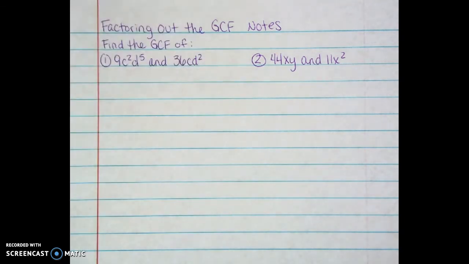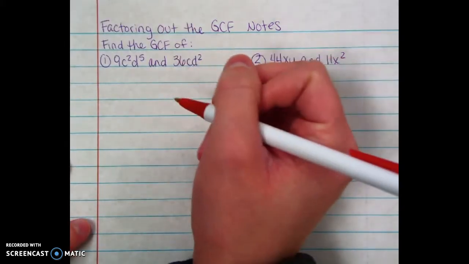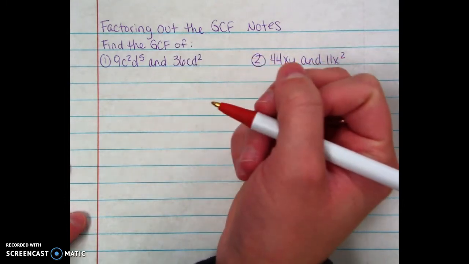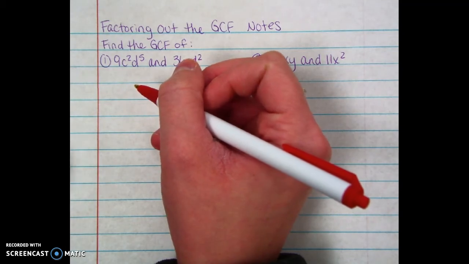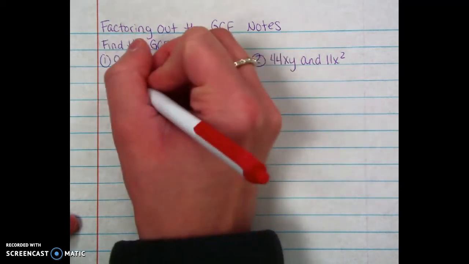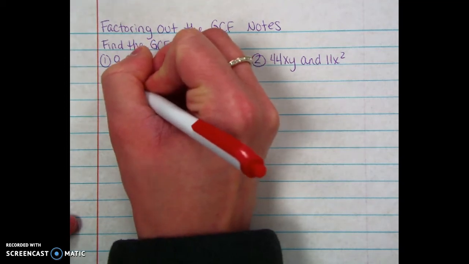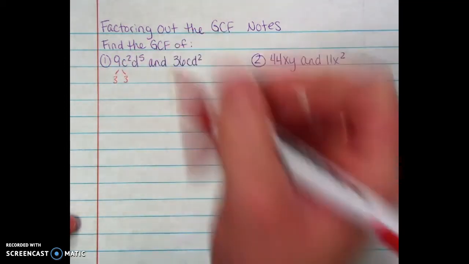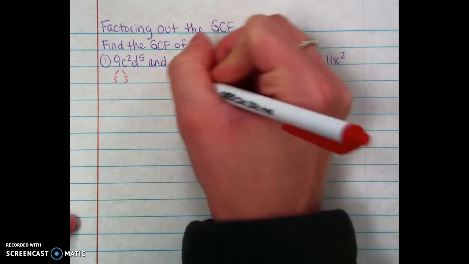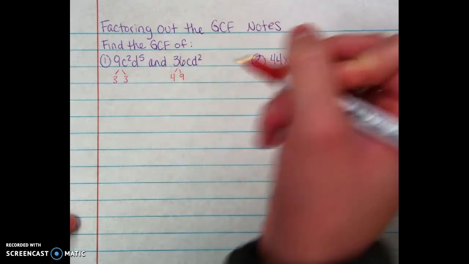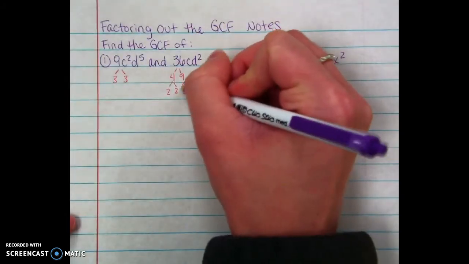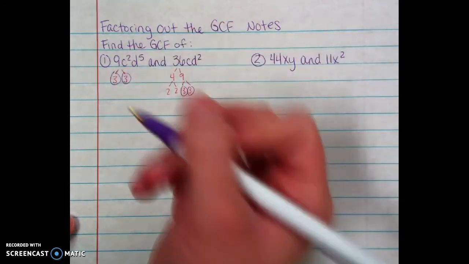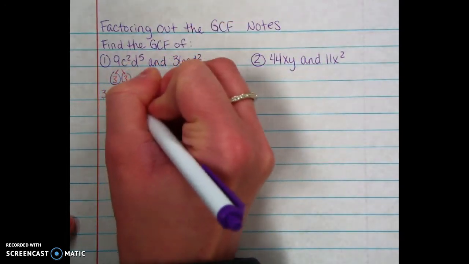Okay, for number one, you can do the factor tree, or if you already know that 9 goes into 36, that would be the GCF number part of it. But if you didn't recognize that, I will do the factor tree. So 9 is 3 times 3, and 36 is 4 times 9. So this would be 2 and 2, and that is 3 and 3. So they each have 2 3s. So 3 times 3 is 9.